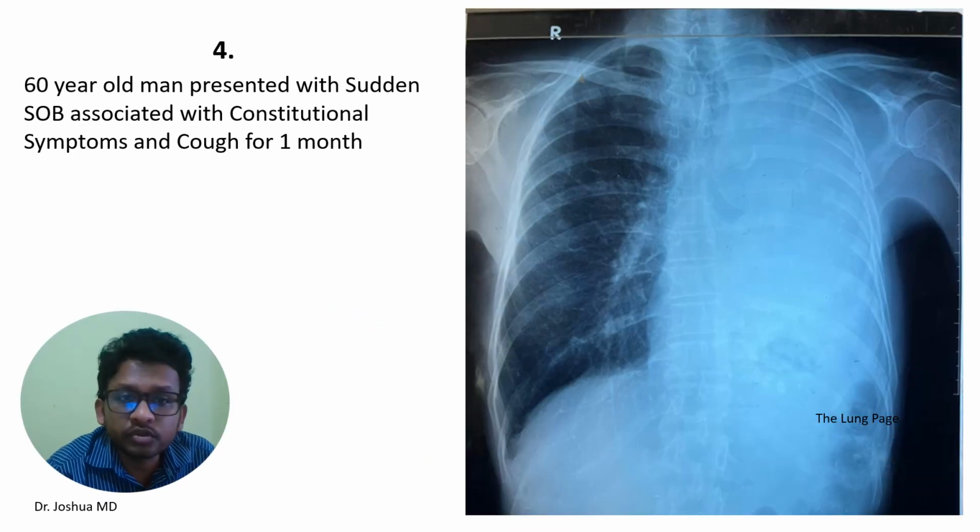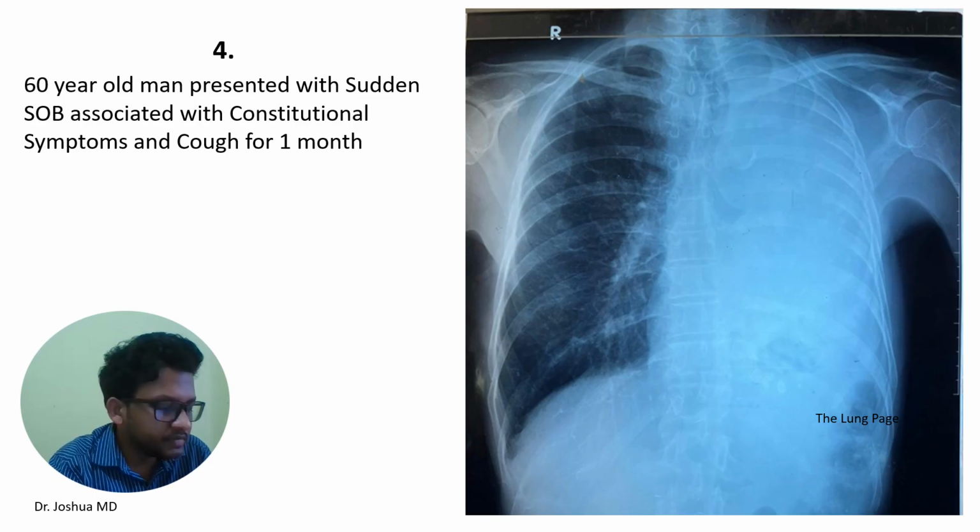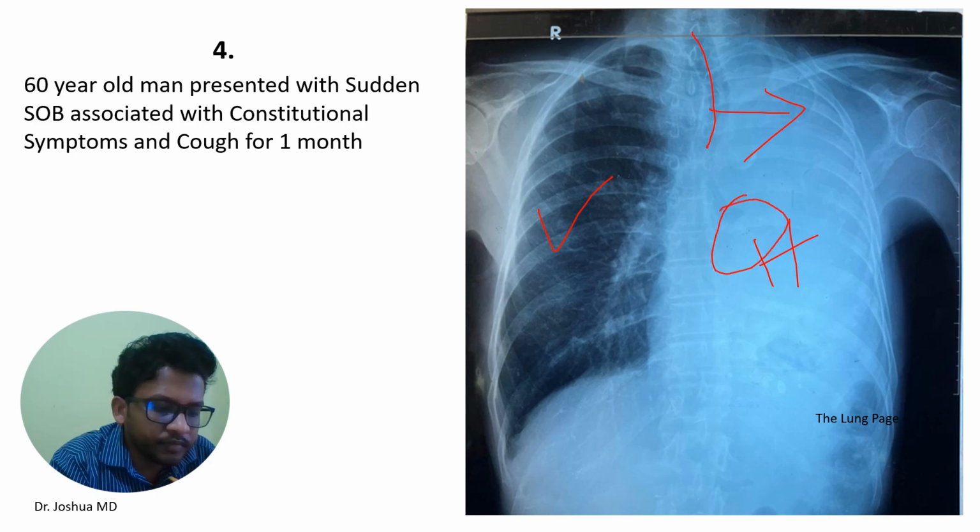We'll go to the fourth case scenario. A 60-year-old man presented with sudden shortness of breath, constitutional symptoms, and cough of one month duration. So what is your diagnosis and how can you interpret this chest X-ray? Very quickly, with the ABCD order, the airway is normal. Now you can see the trachea is shifted to the opposite side, the left side. And you can see the right lung field is okay, but on the left there is a full homogeneous opacity. And also you can see the bronchial cut-off.